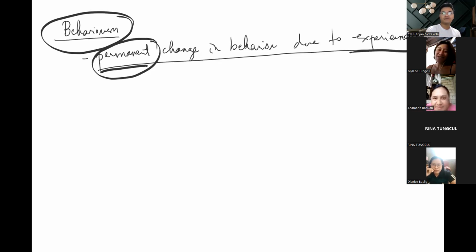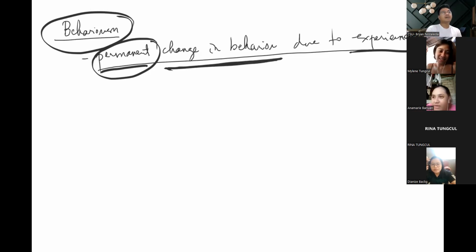Parang wala kang pinag-aralan, ganun. Nangyari na, tapos uulitin mo pa. Inuulit-ulit mo pa. Alam mo nang mali yung ginagawa mo, okay? Pero inuulit-ulit mo pa. So hindi siya natuto kasi walang pagbabago sa behavior.